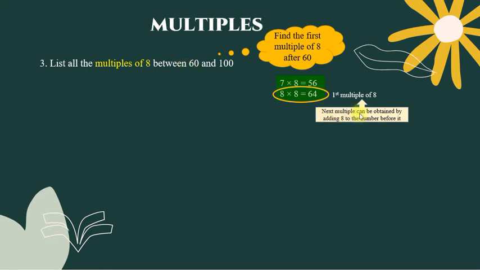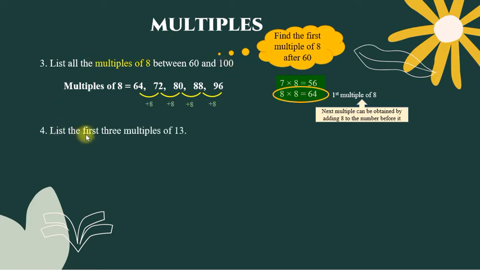The next multiple can be obtained by adding 8 to the number before it. Why do we add 8? Because we want to find the multiples of 8. The first one just now is 64. Then we can find the next one by adding 8. 64 plus 8, 72. 72 plus 8, 80. 80 plus 8, 88. 88 plus 8, 96. These are the multiples of 8 between 60 and 100.